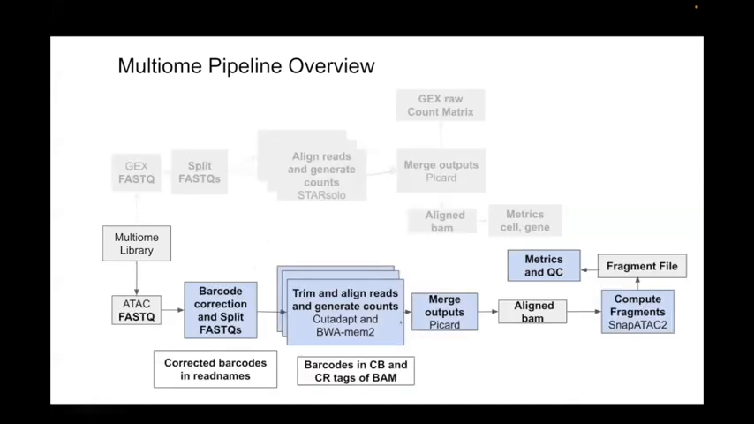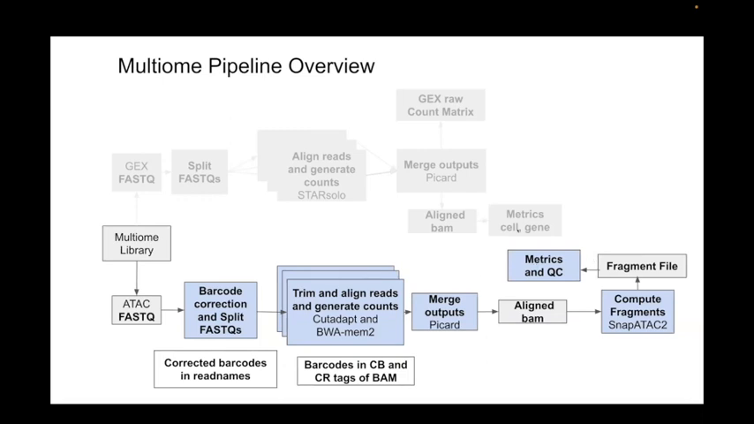Let's take a look at the ATAC portion of the pipeline. Again, for the ATAC portion, we take in the ATAC FASTQ files as input. These FASTQ files, similar to what we saw before, are split into smaller FASTQs. But in addition here, we also correct for barcodes. These smaller FASTQs are then analyzed in parallel, where we use Cutadapt to trim the adapters, and then BWA-MEM2 to align the trimmed reads to the reference genome. This produces smaller BAMs, which are then merged together to give you one overall aligned BAM. And then from this one overall aligned BAM, we use SnapATAC2, which was developed by Kai Zhang, to compute our fragment file. And from this fragment file, we compute the metrics and QC.